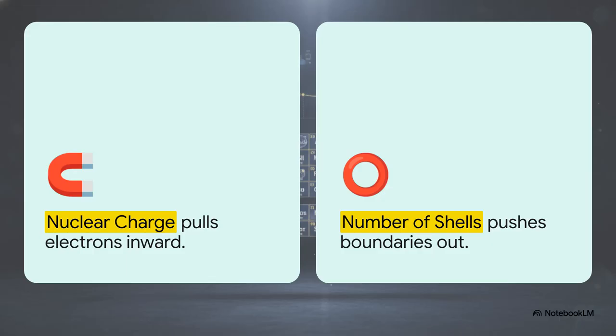Every single trend we're about to discuss anchors back to an epic, high-stakes battle between 2 massive forces. On one side, you have the nuclear charge, that's the positive protons in the center, desperately pulling all the electrons inward. On the other side, you have the number of shells, the physical addition of new electron layers, pushing the boundaries of the atom further and further out.